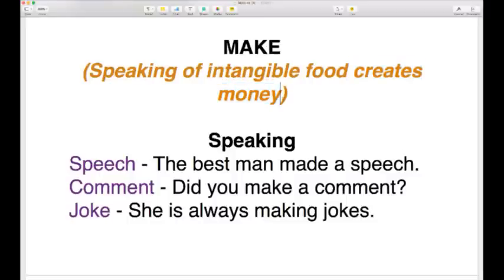So this is a sentence I've put together to try and help you remember some of the different ways we use make. We use make when we're talking about speaking. We use make with intangible things. We use make with food. We use make when we're talking about creating something. We use make when we're talking about money. So let's start with speaking.